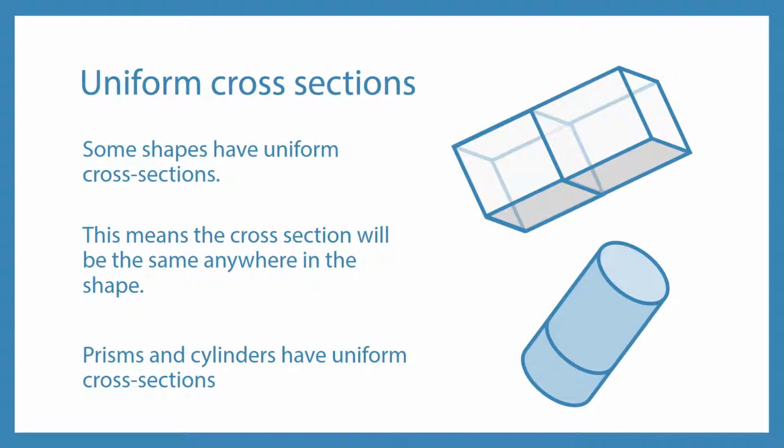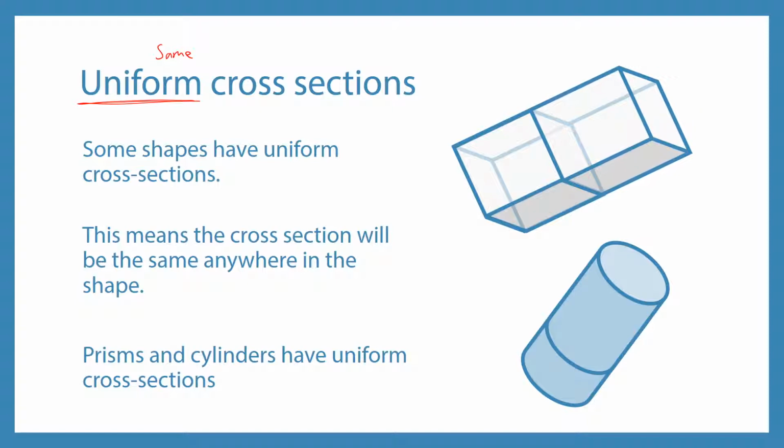So some shapes have what's called a uniform cross section. Now when you hear the word uniform, you might think of the uniform you wear to school, but uniform is a word that just means the same. You all wear the same uniform. In the same way here, uniform cross sections mean same cross sections.